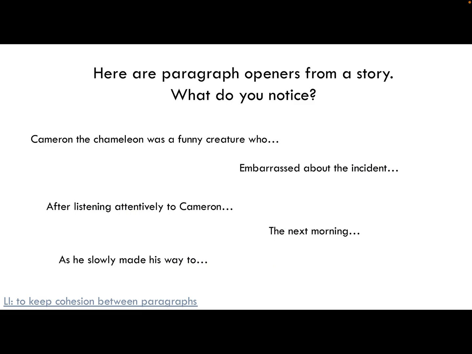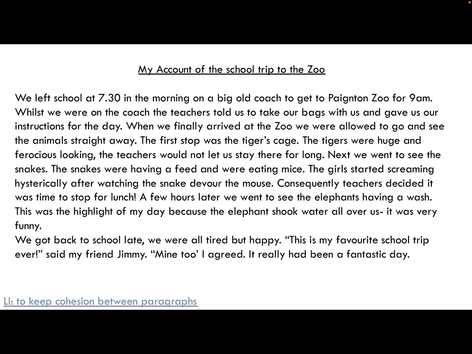As of course we've said time, the next morning, after listening attentively to Cameron, and then we have Cameron the chameleon was a funny creature who. So that is going in to describe a character. So there's lots and lots of different ways. You might want to adapt some of these into your story that you eventually make. So you might want to make a note of some of these in a little Magpie book. So when you come to write yours, actually you can take some of these out.